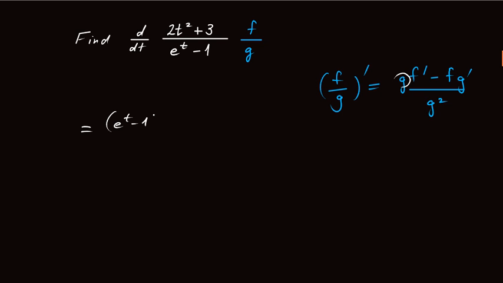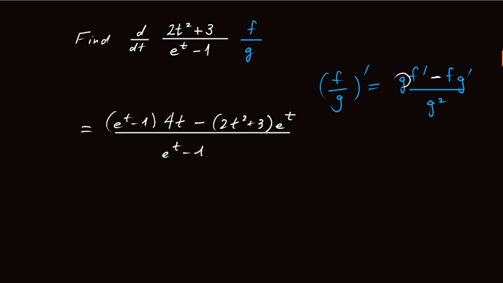We set off with parentheses, and then times f prime, the derivative of f is going to be 4t by the power rule. Now I have to subtract f, which is 2t squared plus 3, times the derivative of g. The derivative of g is the derivative of e to the t, which is just itself, so I just write e to the t. Now I divide everything by e to the t minus 1 squared. And so that's the derivative of my function.